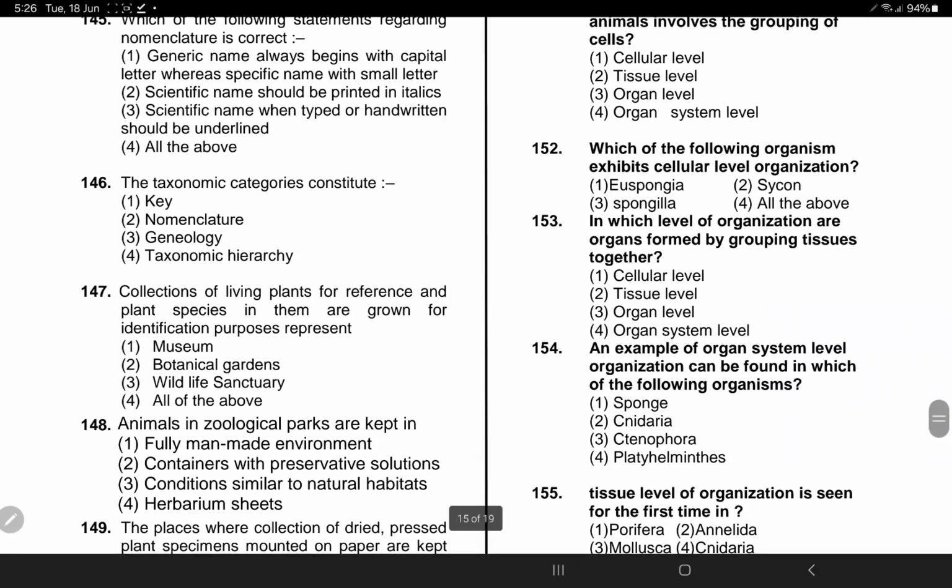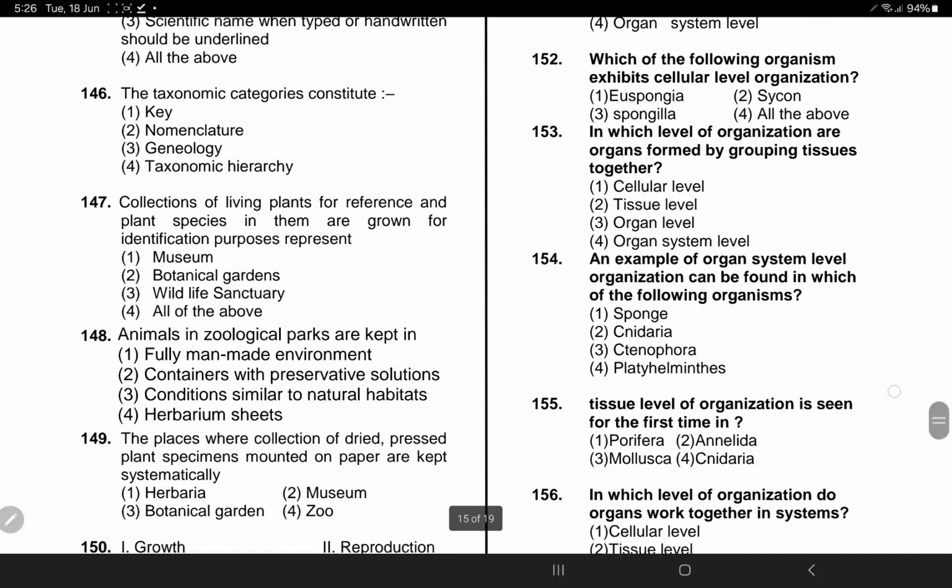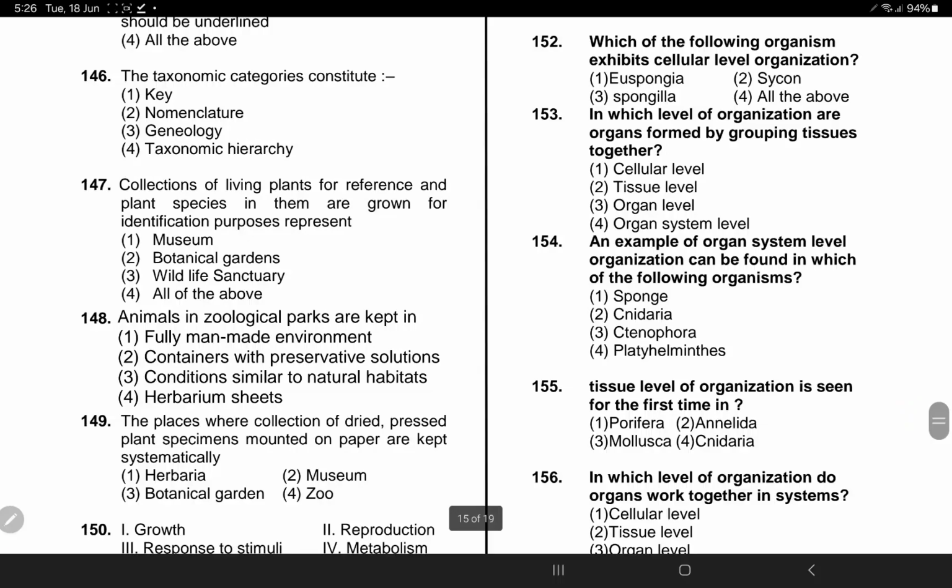Which of the following organisms exhibit cellular level of organization? Euspongia, which is true sponge, Spongilla, freshwater sponge, Cycon, Scypha. So all of the above, option 4. Which of the following organization are grouping tissues together? Organ level of organization. So 154.